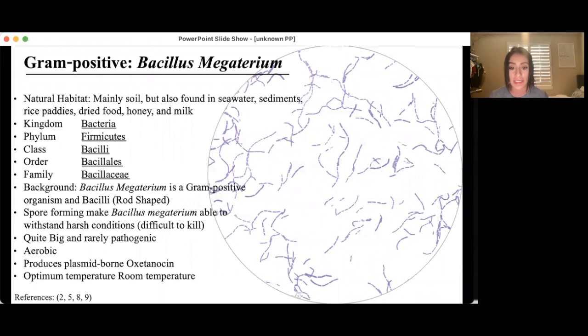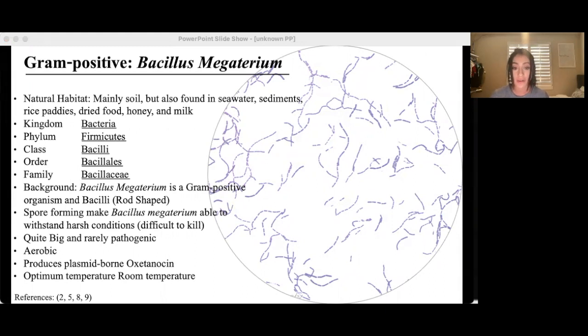My gram-positive Bacillus megaterium, its natural habitat is mainly in soil, but it's also found in other places like honey, milk, seawater, etc. On my slide, I put the taxonomic hierarchy for Bacillus megaterium. A little background is that it's a gram-positive rod-shaped organism. It is spore-forming, so unlike your typical gram-positive, which are easy to kill, Bacillus megaterium is actually more difficult.